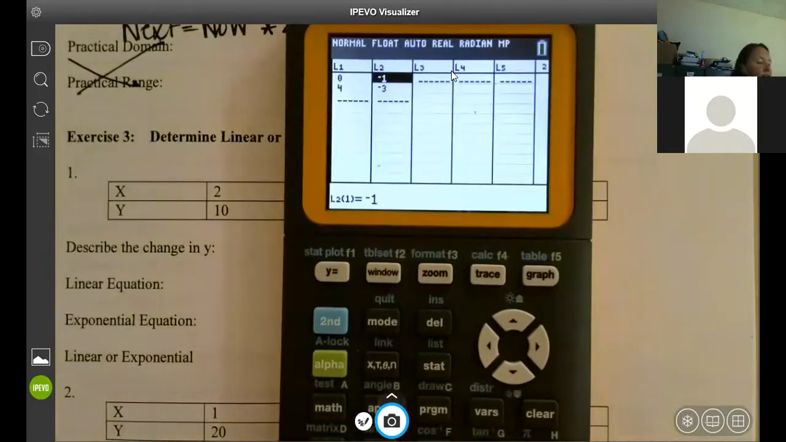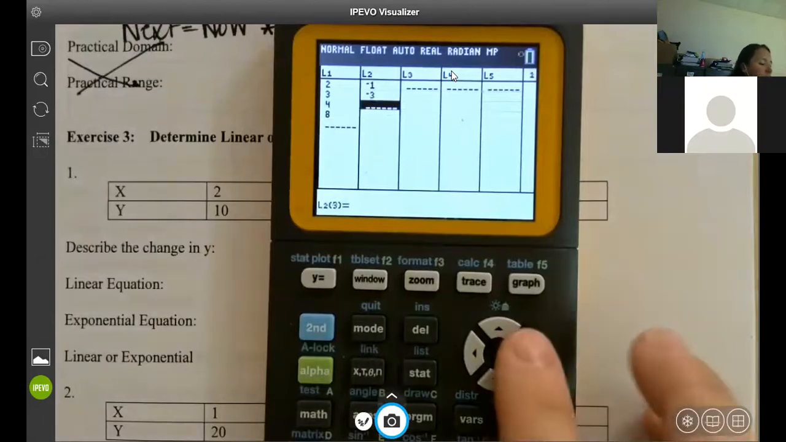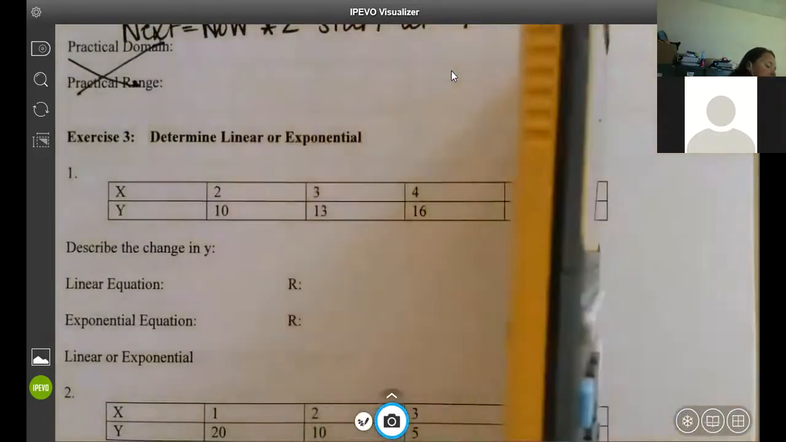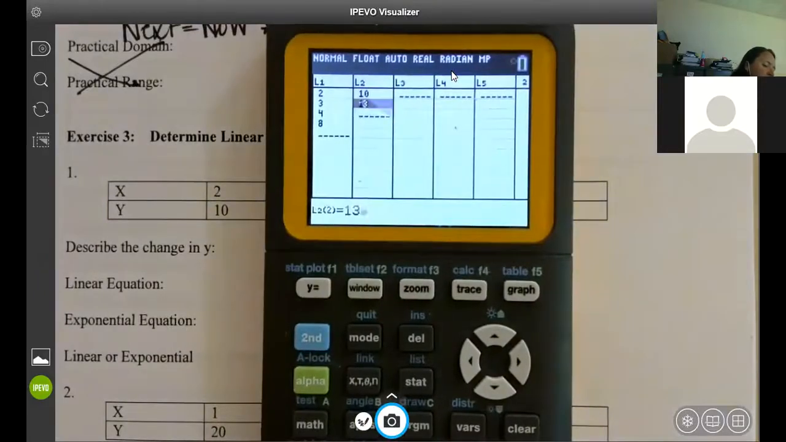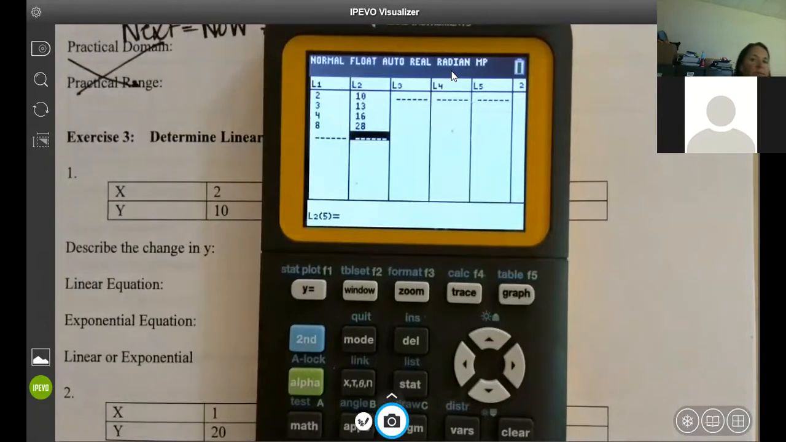It'll bring up a list. If there's stuff in there, just type over it. It's fine. Put all of your X's in L1: 1, 2, 3, 4, 8. You guys done this before? Should have. Okay. You should have already done this before. All right, in L2, you're going to put your Y's: 10, 13, 16, and 28.